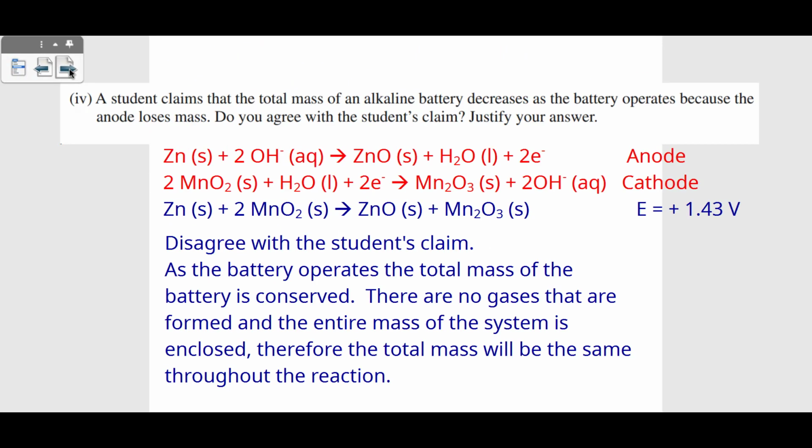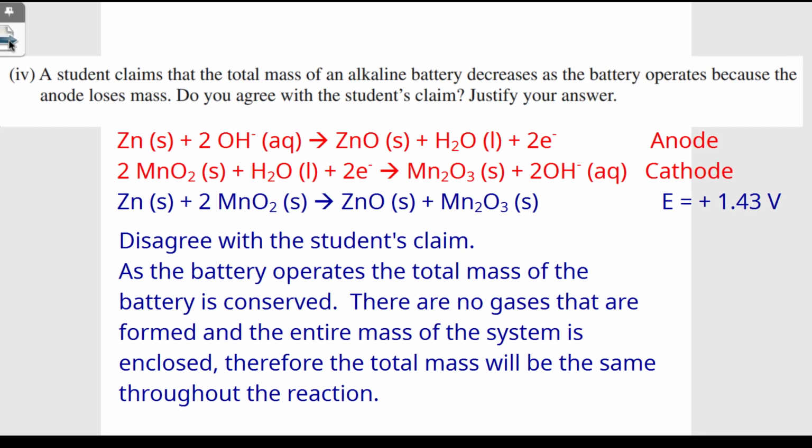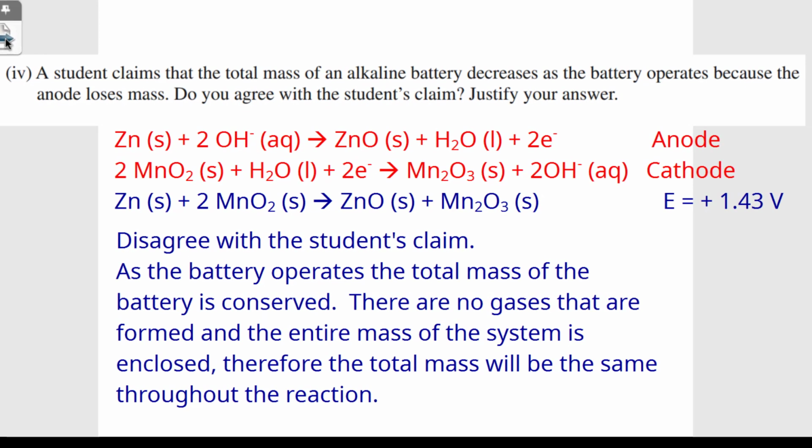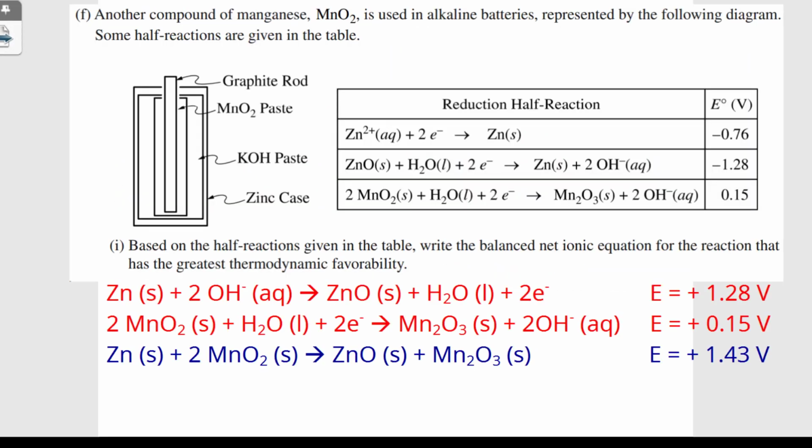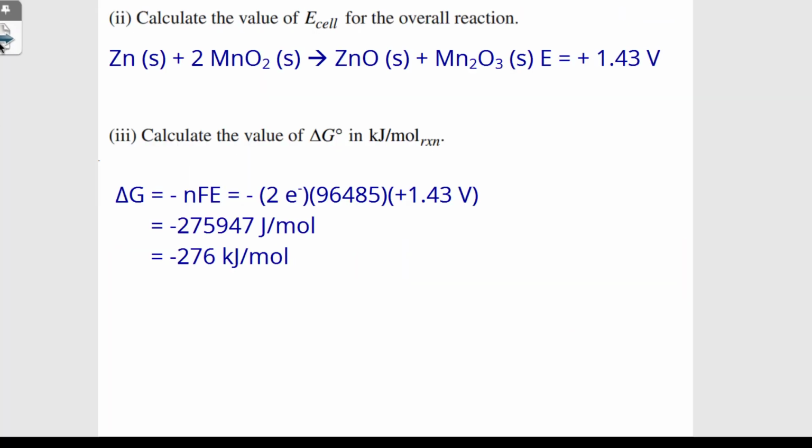Well, the next part of this problem asks, a student claims that the total mass of the alkaline battery decreases because the anode loses mass. Well, let's think about what's happening here. We know that the first reaction is the anode, the second reaction is the cathode. Look at this electrochemical cell. There's no gas being produced. It's all contained in one cell.